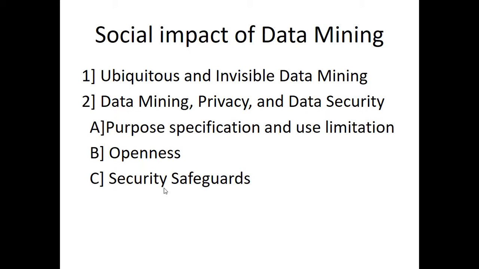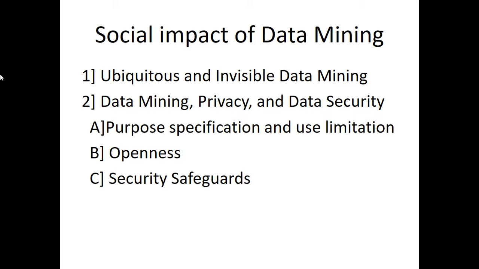Now, social impact. What are the social impacts? Ambiguous and invisible data mining. There are so many data minings. We have ambiguity in the data, and the invisible data we are going to find is because not all the data is available. People will not give all the data always.